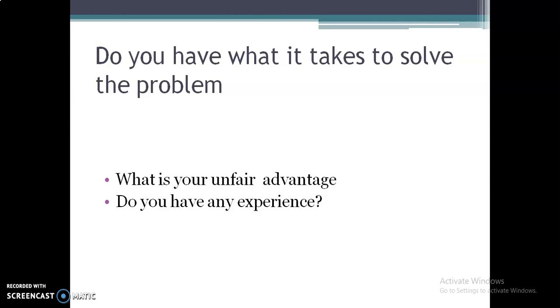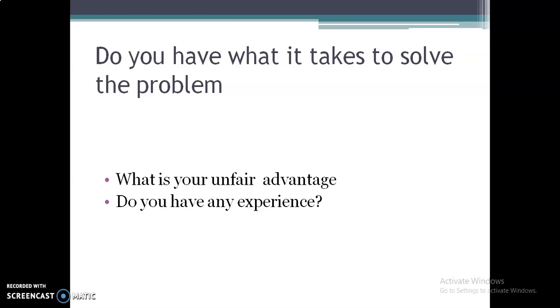Unfair advantage can be money. Maybe you have a lot of money to employ the best brains across the world. Your unfair advantage can be that you have experience, you worked in a similar company for over 20 years, 10 years, 5 years, and you have enough experience to bring to the table and grow your company. Your unfair advantage can be technical know-how. You can have your way around the technical expertise so that you can build this solution in a twinkle of an eye. So what is your unfair advantage?